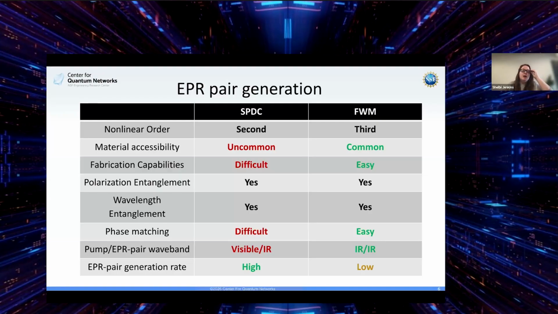And then finally, the main appeal for SPDC over four-wave mixing is that it does generate higher rates of entangled photon pairs because it is second order, and second order effects produce higher intensity outputs. So that is definitely a trade-off when looking at four-wave mixing versus SPDC. But like I said, this all comes down to what kind of system you're looking at, what limitations you have when it comes to fabrication or materials, or how high of an output you actually need from your EPR-pair generation.